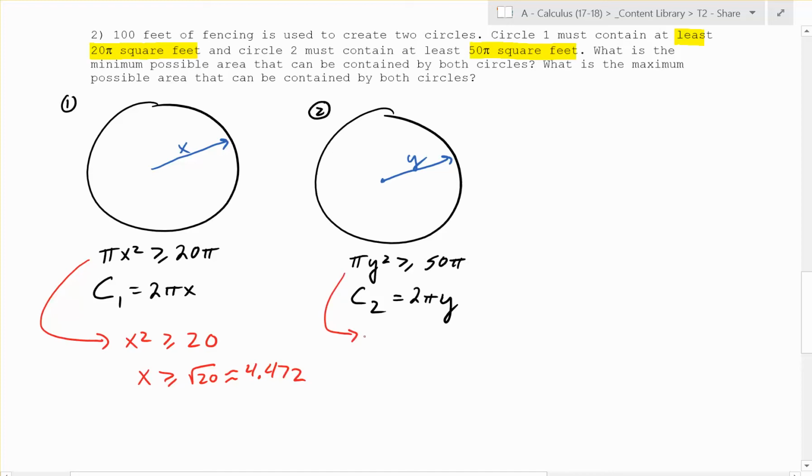Let's do the same thing for y here. We therefore know that y squared has to be greater than or equal to 50. So therefore y has to be greater than or equal to the square root of 50. So that's the minimum value of y right there, but we'd really like to know what the maximum value of x is.